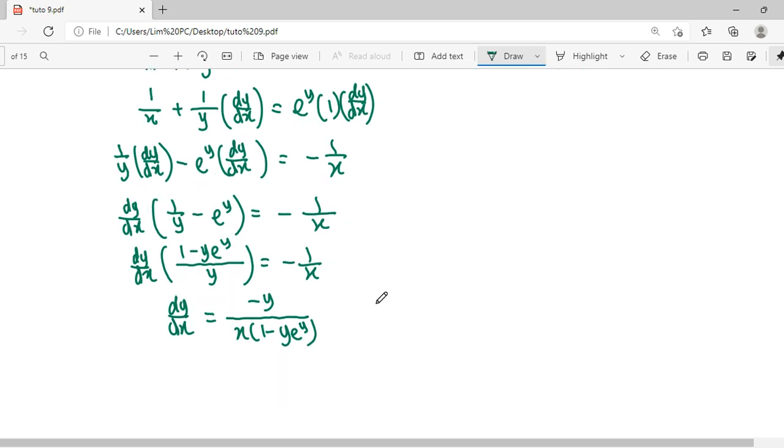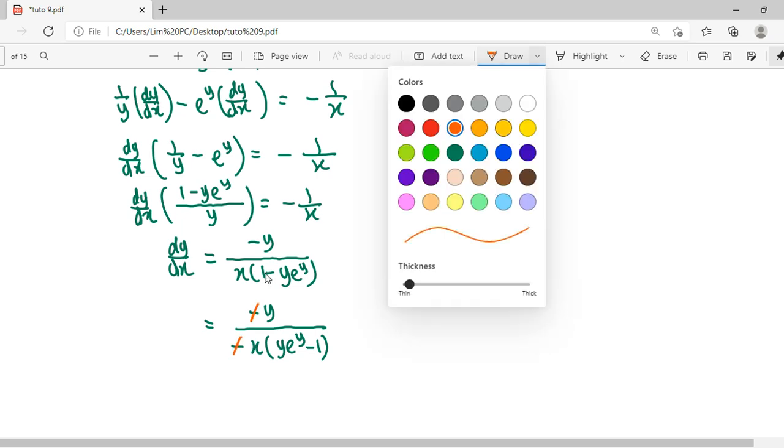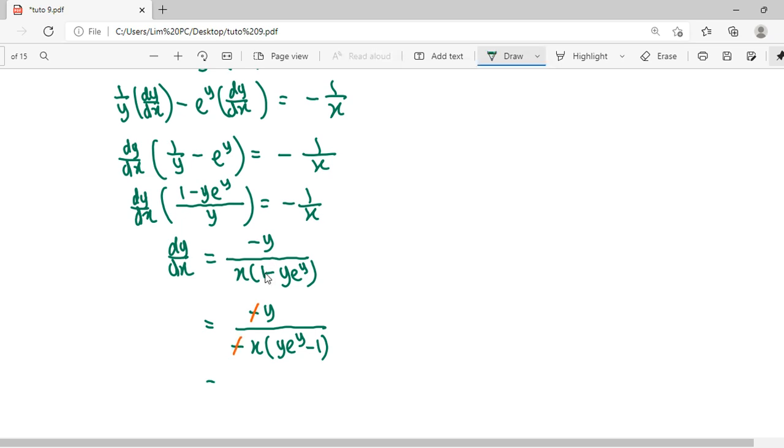Of course, when we have a negative here, we can simplify some more. For the denominator part, we can take out the negative. When we take out the negative, this negative y e^y becomes positive, and this 1 becomes negative 1. So we factorize out the negative. Our answer will be dy/dx = y over x, times (y e^y minus 1). Done.